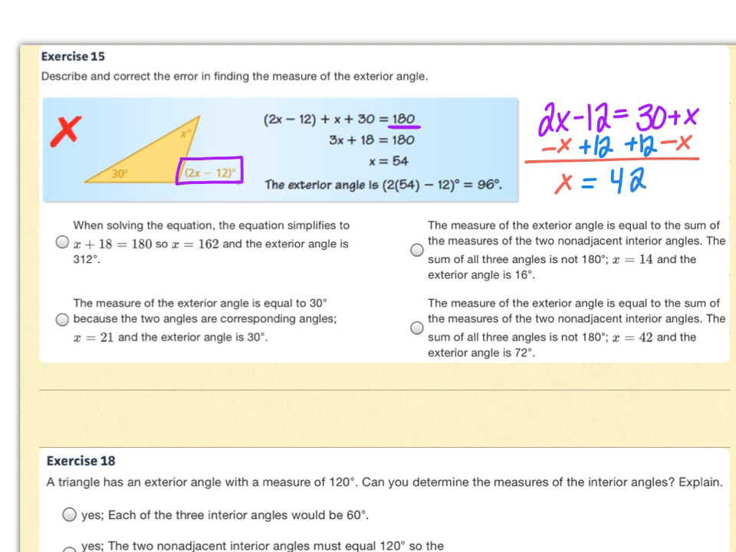So that would have to be this last option down here where it says the measure of the exterior angle is equal to the sum of the measure of the two non-adjacent interior angles, which I mentioned. The sum is not 180, but x would have to be 42 for that reason. So the exterior angle would be 2 times 42, which is 84, minus 12, which is 72 degrees.